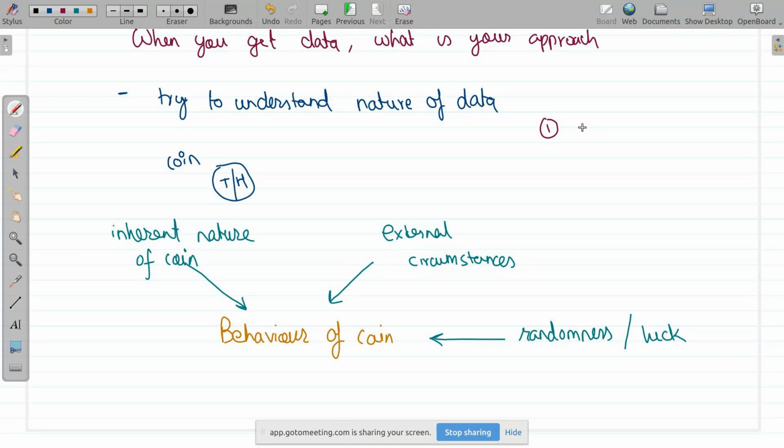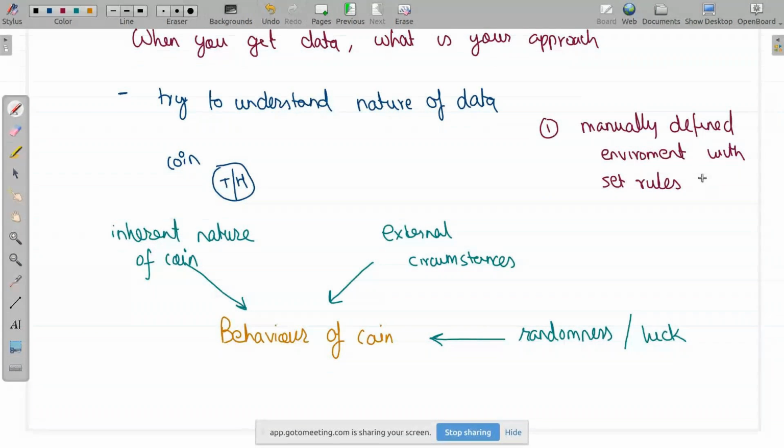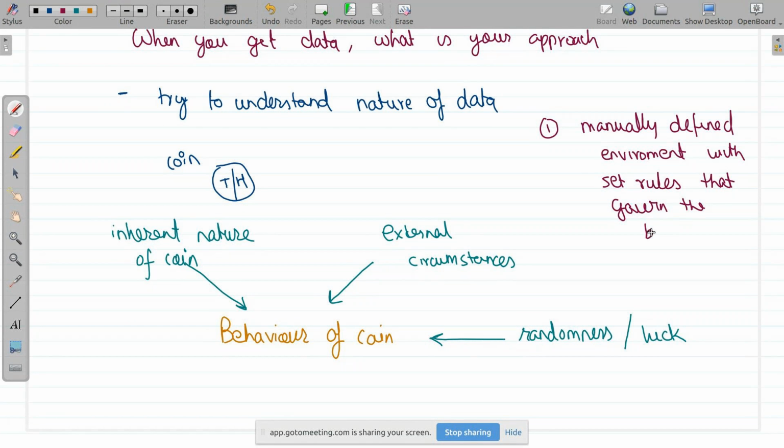So basically a manually defined environment with a certain set of rules that govern the behavior. The moment this happens, there is lesser possibility of randomness. You can technically map out each possibility of things. Why? Because you have defined the environment, you have set up every aspect of it.